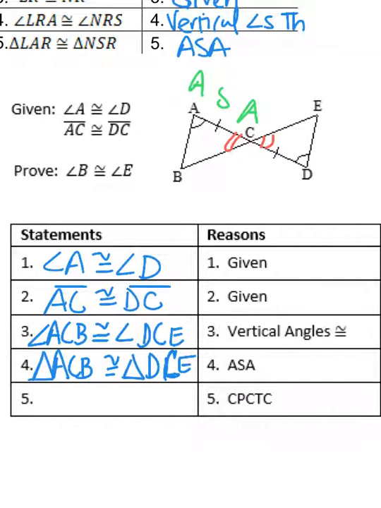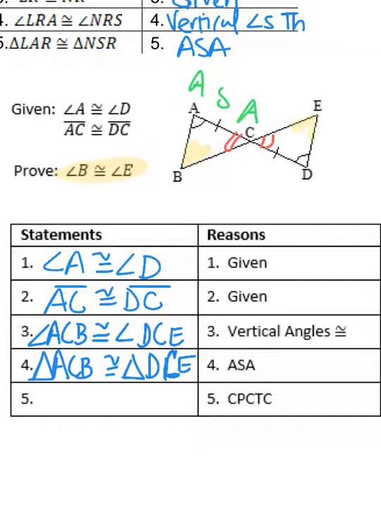And last, we needed a piece of the triangle. So now that we know that the triangles are congruent, we can take this piece of information that we need, which is, they wanted us to prove that angle B is congruent to angle E. Here's angle B.